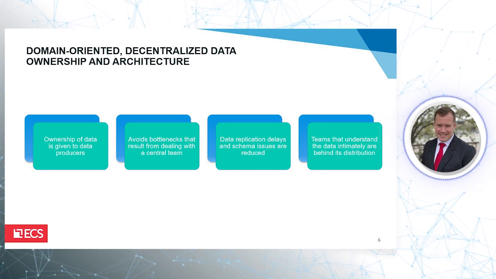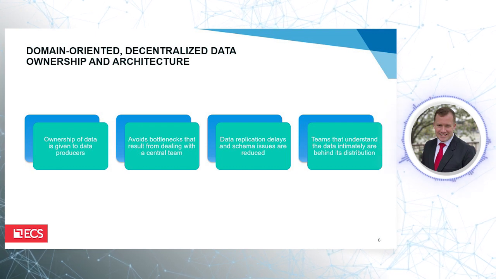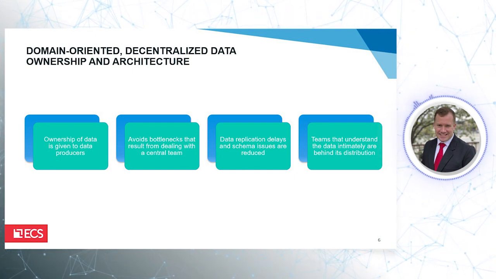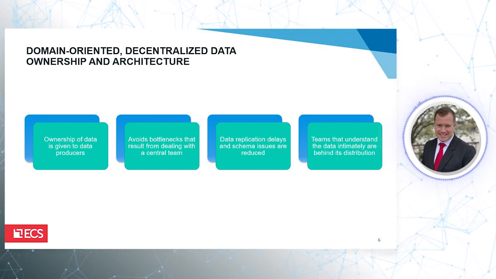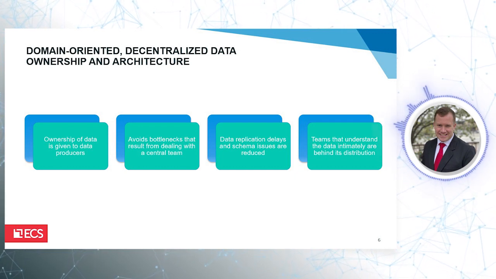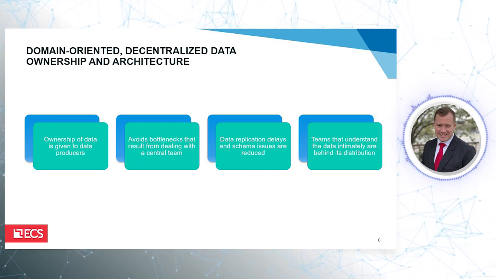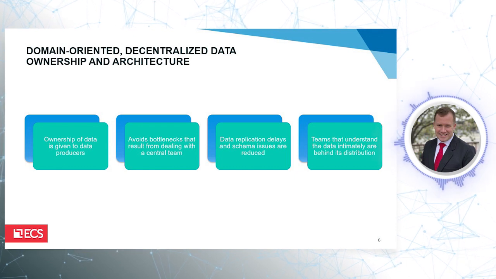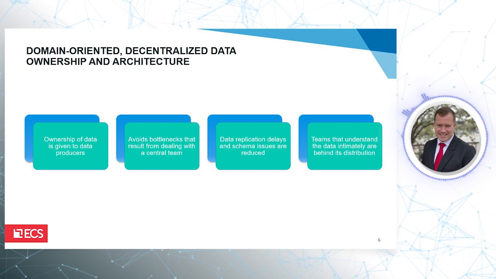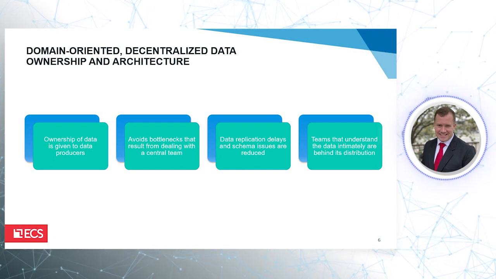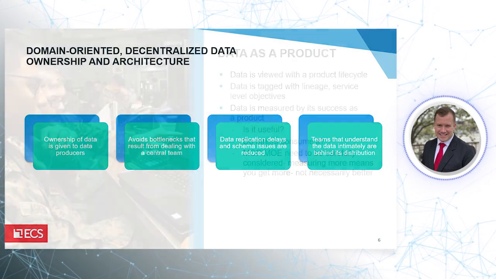Some of these tenets: ownership of data is given to the data producers. This mitigates a lot of the issues identified in traditional models. You're avoiding bottlenecks that result from dealing with a central team. You're also reducing data replication delays, so your data is fresher. And you're giving the power to publish this data to teams that actually understand where the data is coming from, so they're able to better shape how it's disseminated.